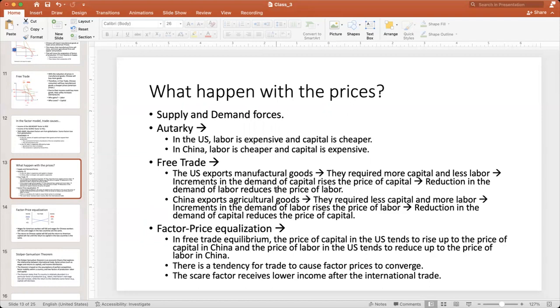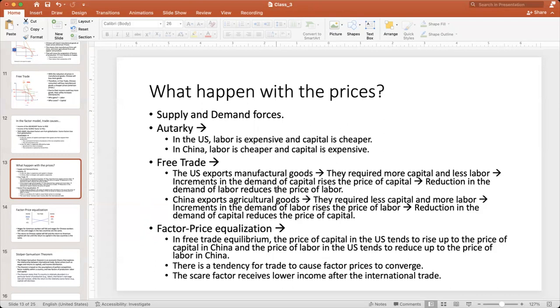On the other hand, a reduction in the demand for labor reduces the price of labor. No one wants to hire human capital. I mean, of course, the manufacturing sector requires human capital, but not in the same amount as the agricultural sector. So the price of labor, which is the wage, will be lower in this scenario. And that's why workers will be worse off in America.